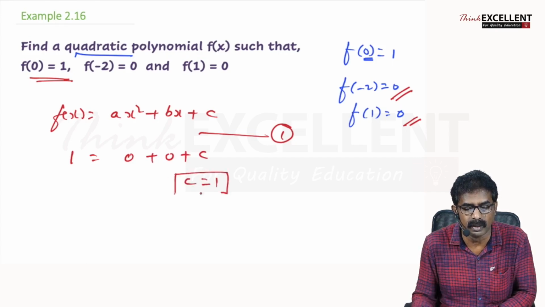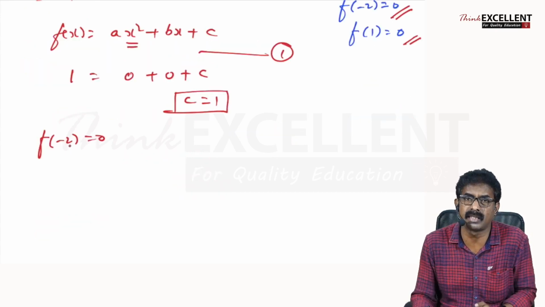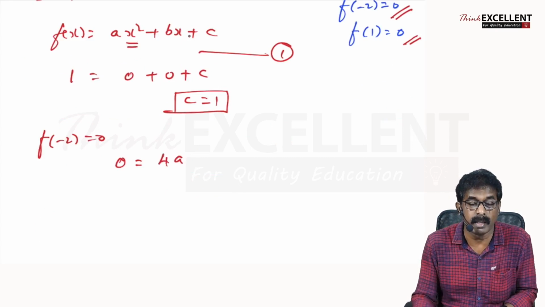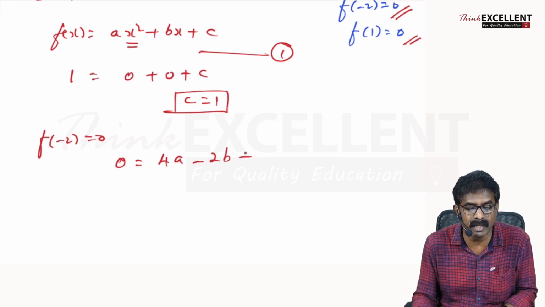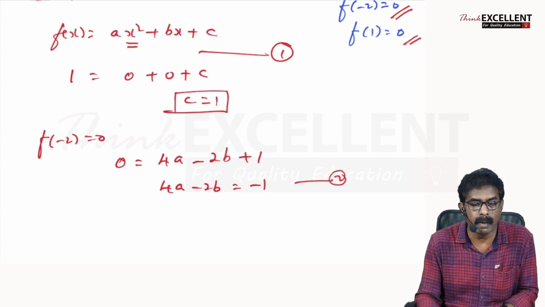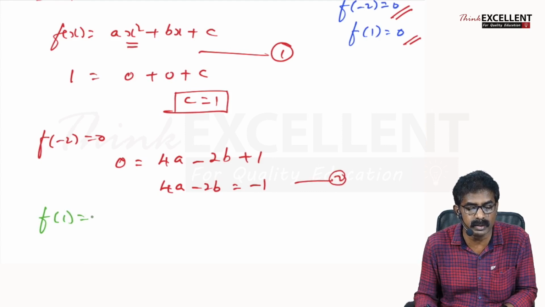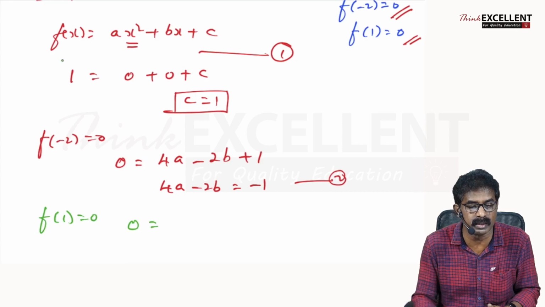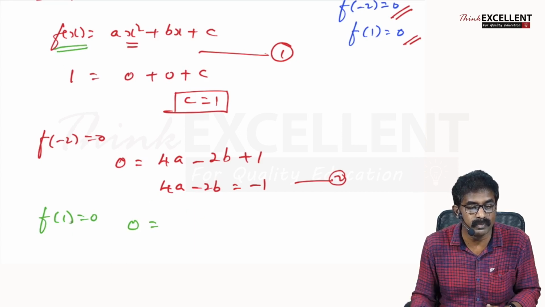Apply the second condition. What is the second condition? F of minus 2 equal to 0. What's the meaning? Wherever x comes, you put minus 2 and your answer will be 0. So equation 1 becomes, f of x is 0 is equal to, x you put minus 2. So minus 2 square is 4a, minus 2 into b is minus 2b, plus c value 1, right? So 4a minus 2b equal to, take that plus 1 to the other side, it becomes minus 1, equation number 2. Now apply the last condition, f of 1 equal to 0. What's the meaning? For x you put 1 and your answer is 0. Equation 1 becomes 0 is equal to, because f of x you put 0, for a you put, for x you put 1.